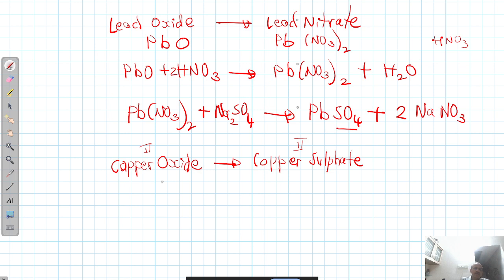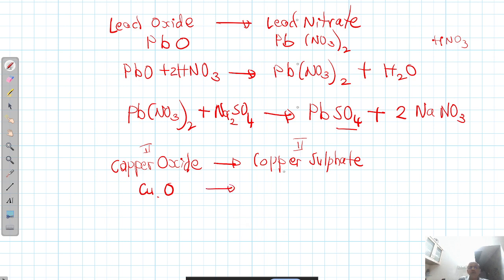Now let us do it. Tell me, what is the copper oxide formula? One is copper, another is oxide. What is the valency of copper? He himself has given it as 2. And the valency of oxygen is 2. So when it goes here and here, 2 and 2 will get cancelled, so it becomes CuO. Copper oxide is nothing but CuO. Are you clear about this?